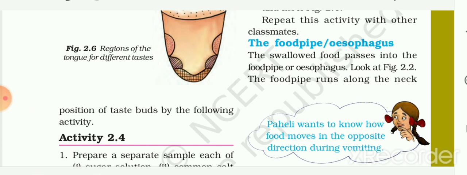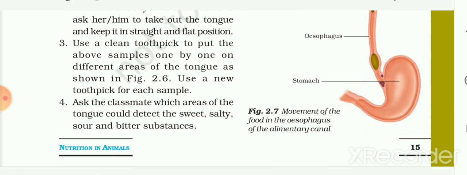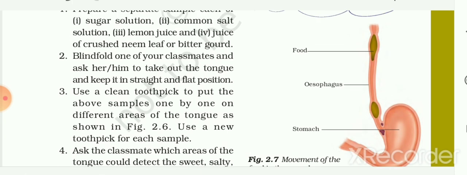So the next part is the food pipe or esophagus. The swallowed food passes into the food pipe or esophagus, as shown earlier in the figure. This food pipe runs along the neck and the chest. The food is pushed down by the movement of the wall of the food pipe, as shown in this figure. Actually, this movement takes place throughout the alimentary canal and pushes the food downwards.